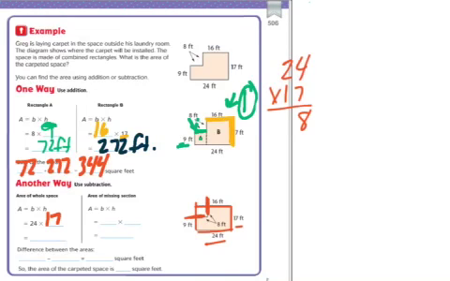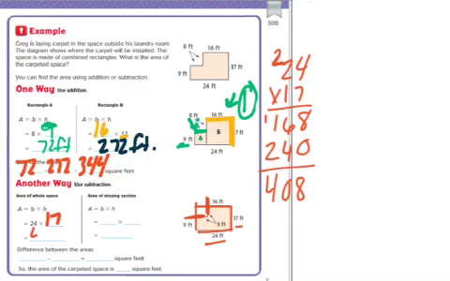4 times 7 is 28. Carry my 2. 2 times 7 is 14, plus 2 more is 16. My placeholder, and I get 4. 1 times 4 is 4. 1 times 2 is 2. And I add down. Carry my 1.